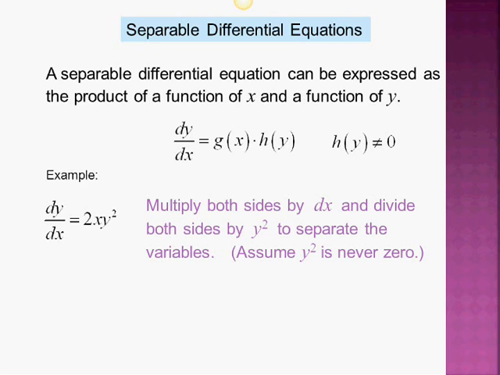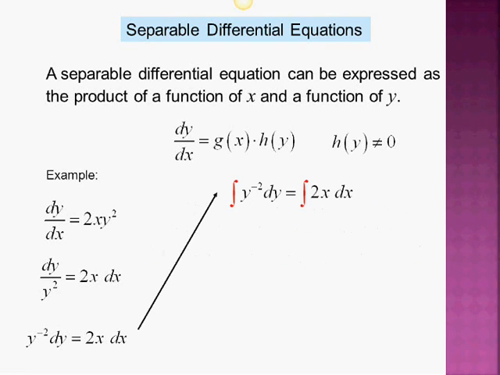You want to get all of your y's and dy's and all of your x's and dx's on each side. So what I'm going to do is get rid of this dx by multiplying it to the other side, and then dividing off this y squared. So I now have dy over y squared is equal to 2x dx. If I send that y squared to the top, I have y to the negative 2 dy is equal to 2x dx. Now to solve it, you're just going to integrate both sides.